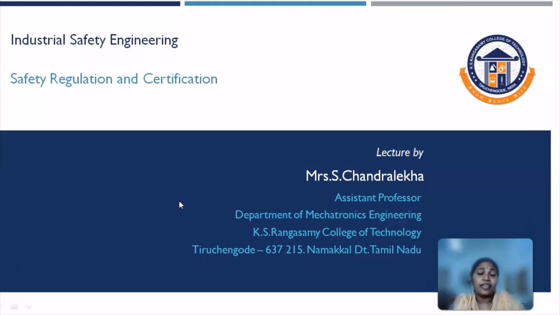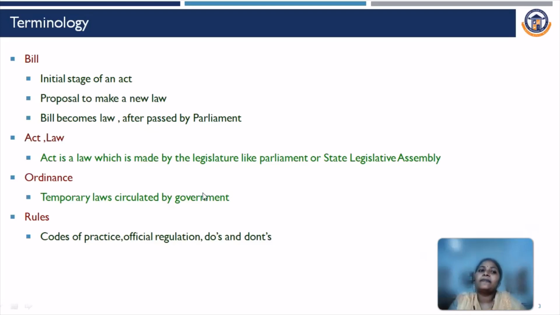Today we are going to see about safety regulation and certification from the course Industrial Safety Engineering. Before going into the content, we'll just see the terminologies that we'll see in the Act or safety regulations. So first we'll know what is bill and then Act, ordinance and rules.